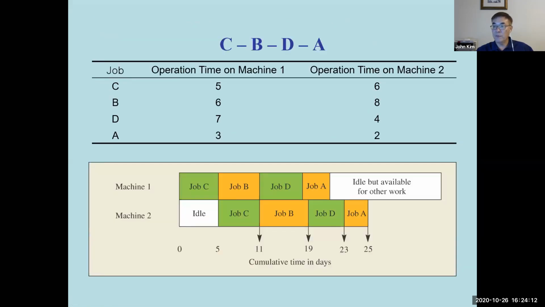Then the total flow time will be like this. Job C goes to machine 1, and then job B waits until job C finishes, and then is placed. Then job C goes to machine 2, and so on. So the total flow time is 25. If we use this order, then we get the shortest total flow time.